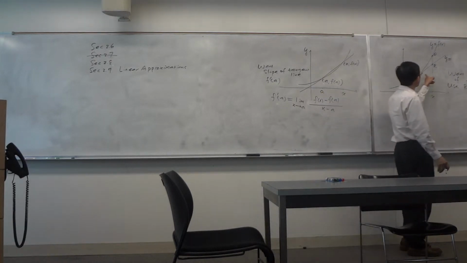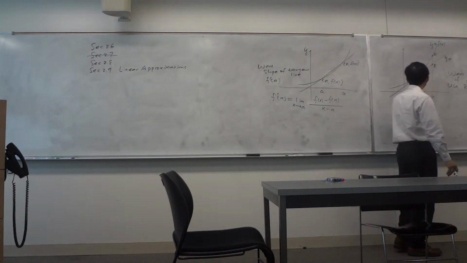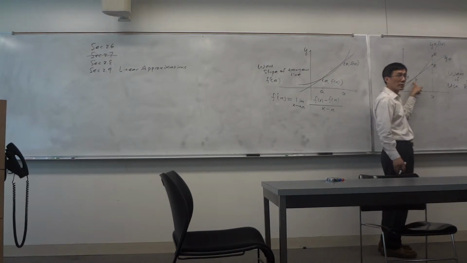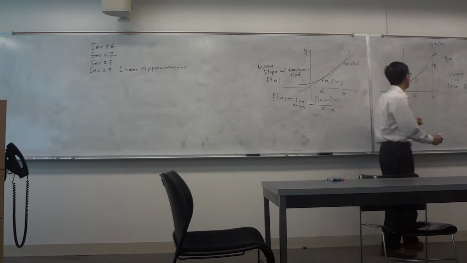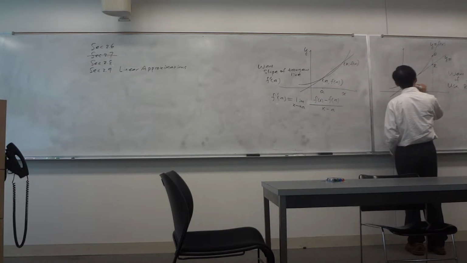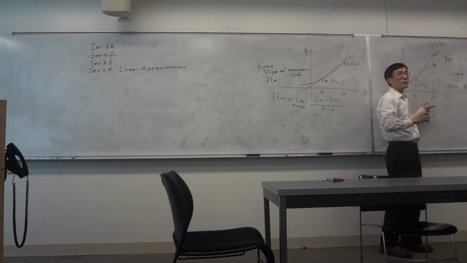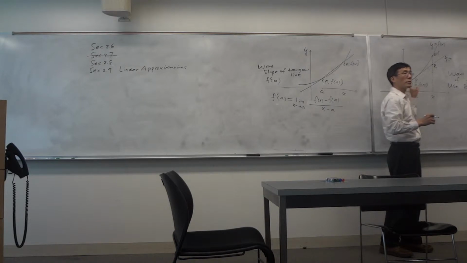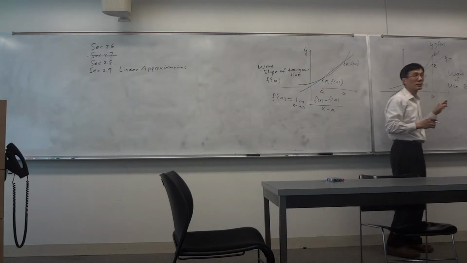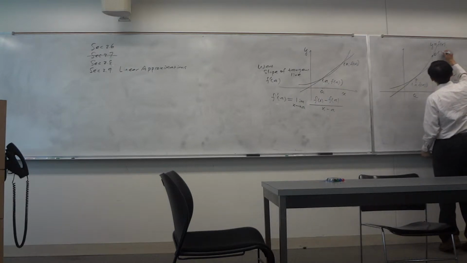Okay, let's do both. Let's find the coordinates for P, Q, and R. What is the coordinate for P? The x coordinate is a, and the y coordinate is f(a), right? So P is simply (a, f(a)). That's easy. What's the point Q then? The x coordinate is just x, and the y coordinate is f(x), because it's on the curve f(x). So Q is (x, f(x)).